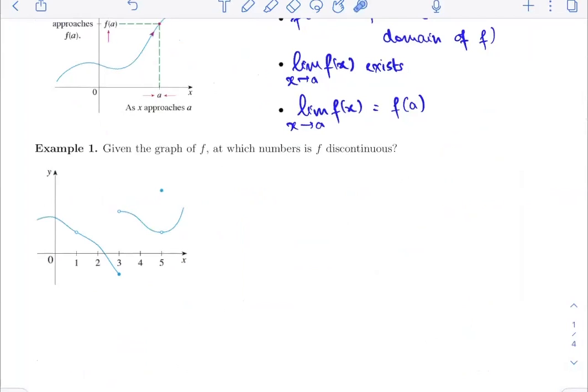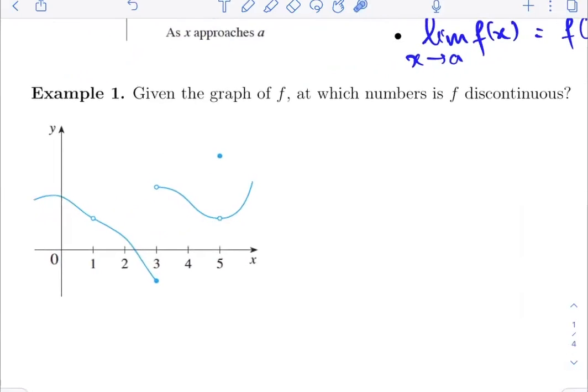Now let's take a look at an example for this given graph. We can identify the points at which the function is not continuous. Okay, so there are a few points in this case. At x equal to 1, and in addition to that, the function is not continuous at x equal to 3. Even though the function is defined at x equal to 3, the limit does not exist because the left-hand limit does not equal the right-hand limit, and therefore the limit does not exist. It failed one of the requirements that we have earlier.